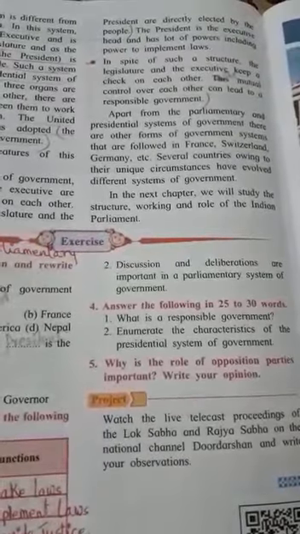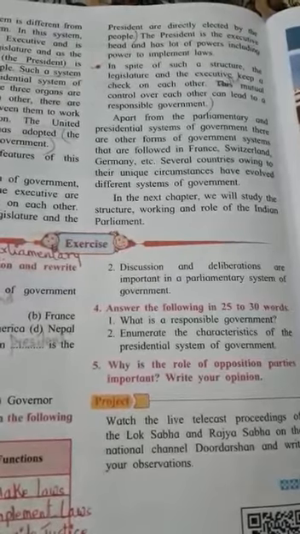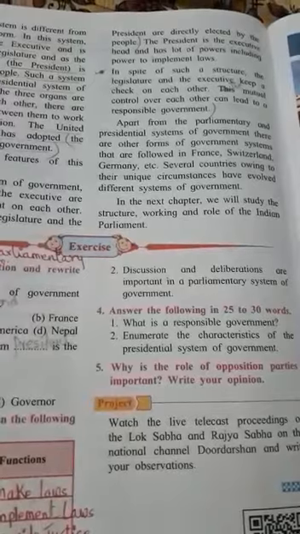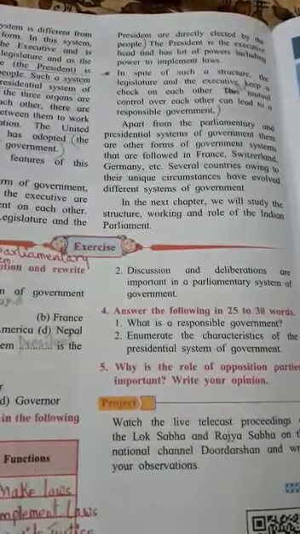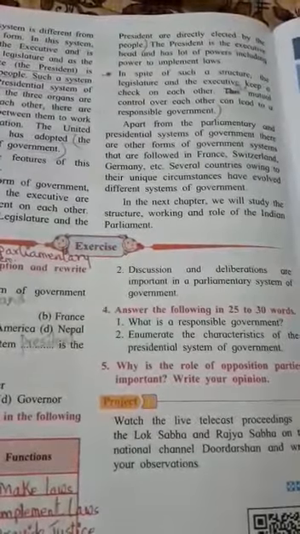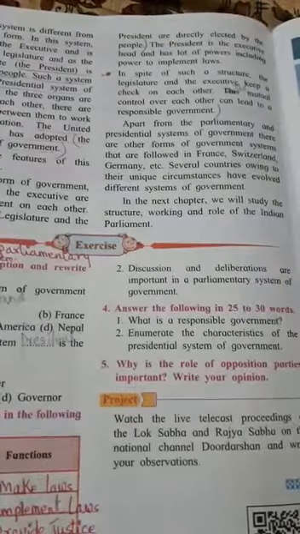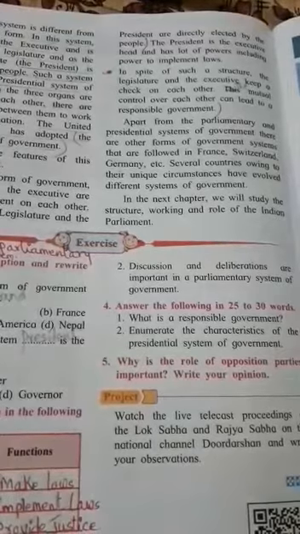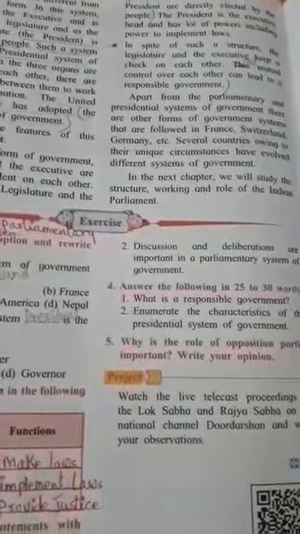Apart from the parliamentary and the presidential system of government, there are other forms of government systems that are followed in France, Switzerland, Germany, etc. Several countries, owing to their unique circumstances, have evolved different systems of government. In the next chapter, we will study the structure, working and role of the Indian Parliament.